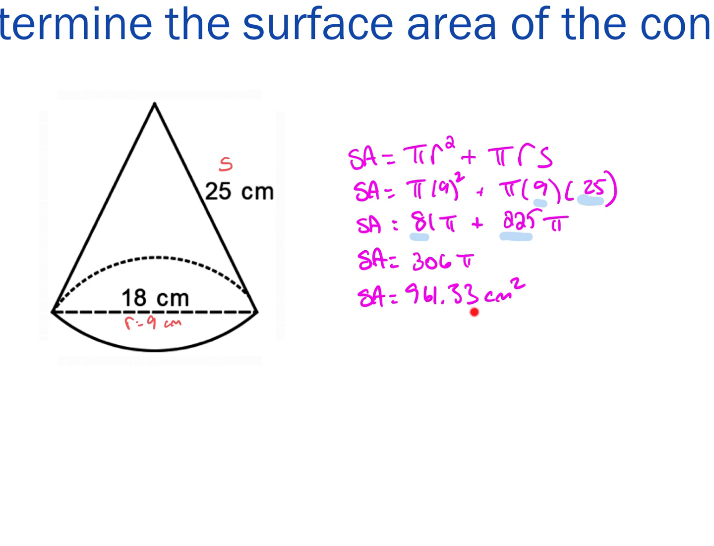Just a little note, that last digit, that last 3 was rounded. It was a 2, but the digit to the right of it is a 7, so that bumps it up to a 3. Don't forget to round your numbers appropriately when you write them to 2 decimal places. So there we go. That's the answer. It's 961.33 centimeters squared. That is the surface area of this cone.